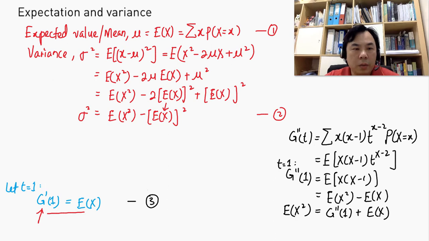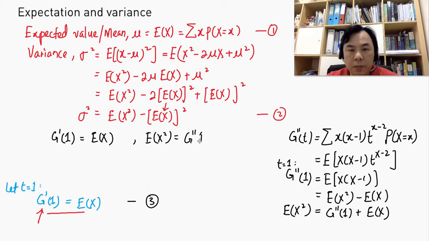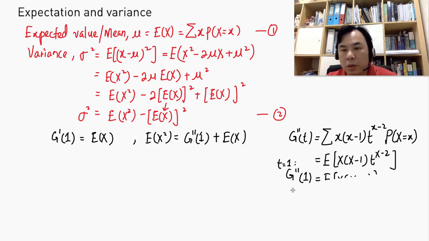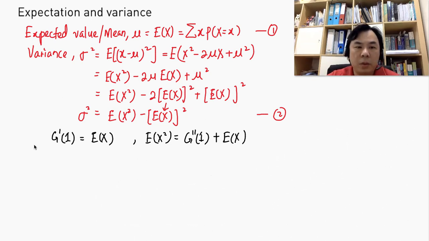All right. Now from equations number 3 and lastly equations number 4 here, I'm going to rewrite this result one more time. What we have is the first derivative, E[X], and at the same time we have E[X squared] equal to the second derivative plus E[X]. All right, so from here we don't need this anymore. Now that's the main result that we are going to use.